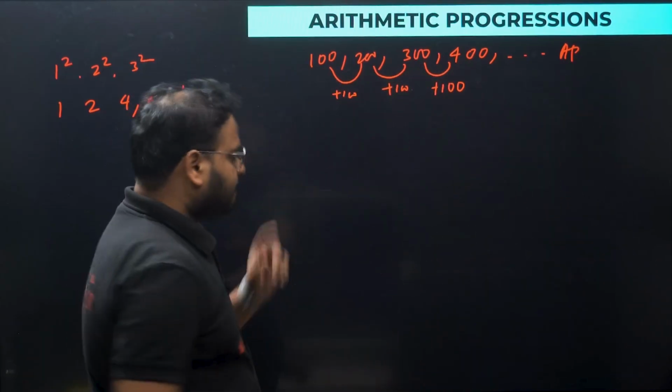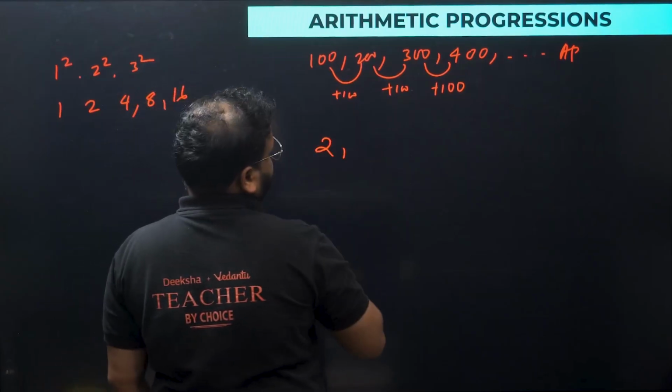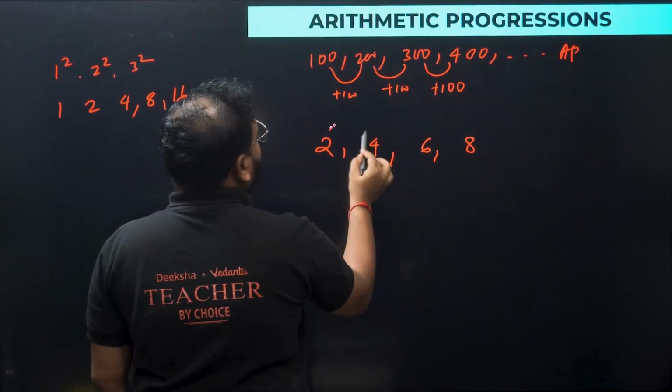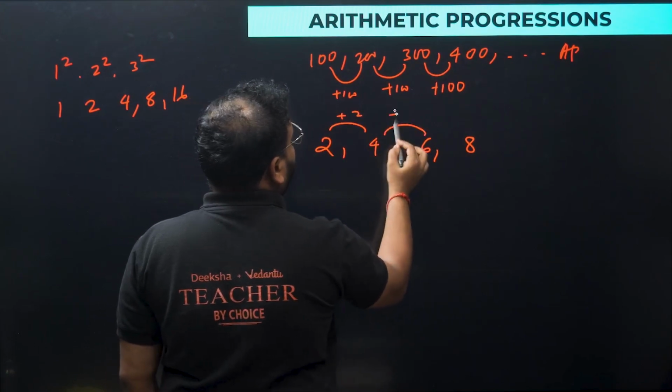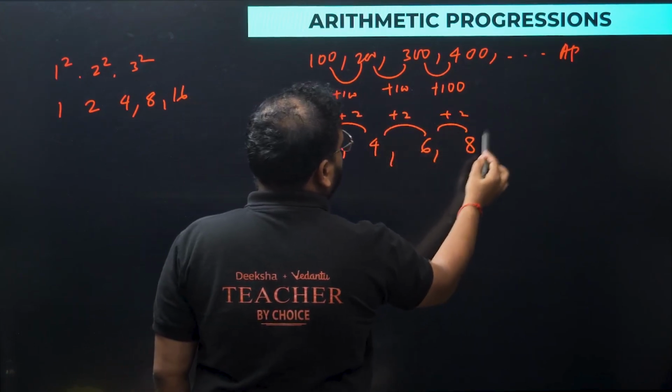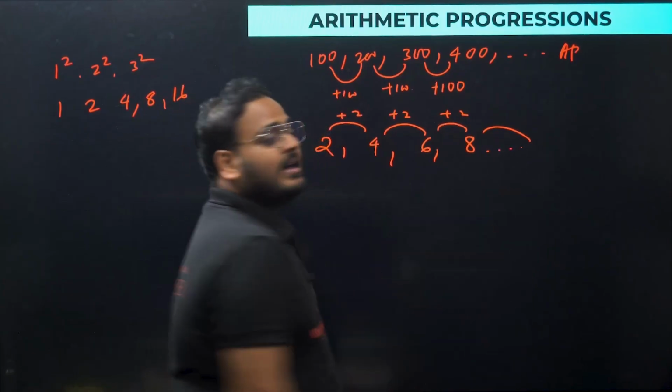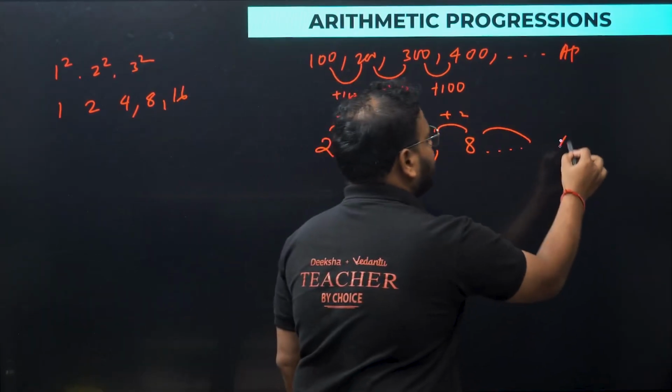For example, see this: 2, 4, 6, 8. An increment of always 2 is there, yes or no? It can keep going, right? It can keep moving forward. This 2, 4, 6, 8 will be in the AP.